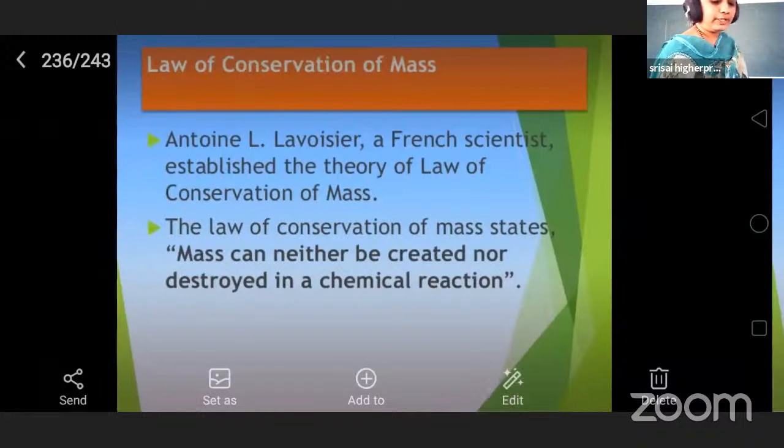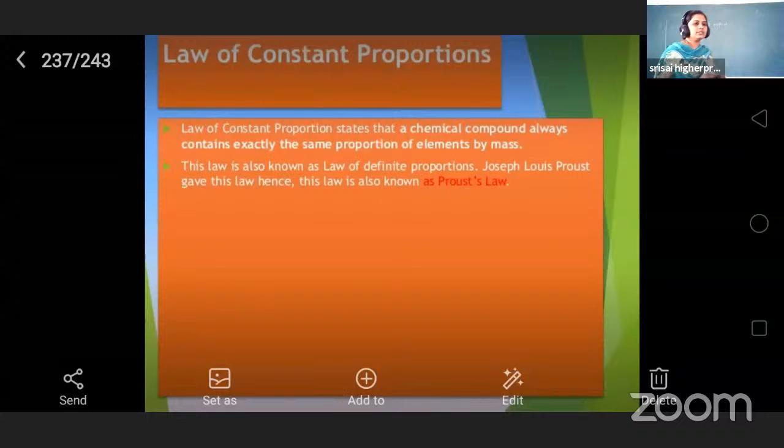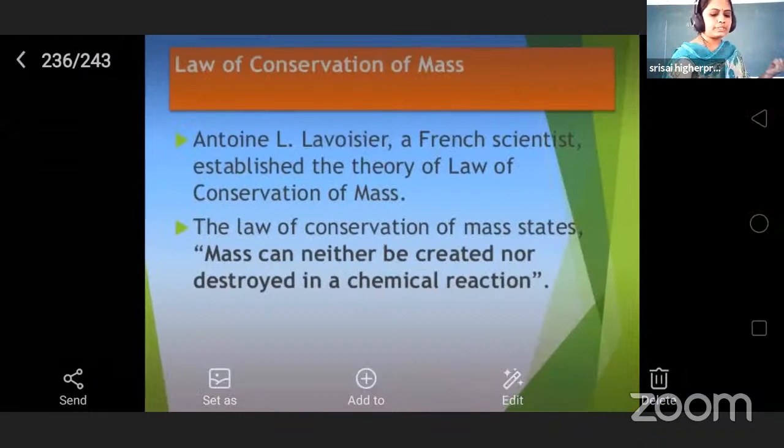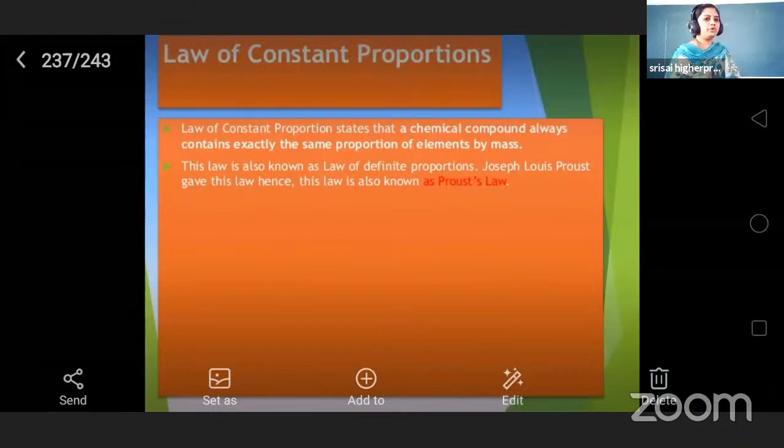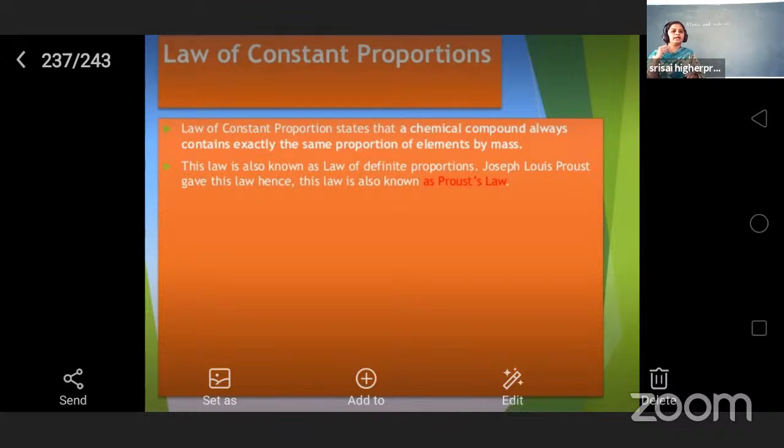Then we come to the next one, the law of constant proportion. It states that a chemical compound always contains exactly the same proportion of elements by mass. What does the first law say, students? The first law says that mass can neither be created nor destroyed in a chemical reaction. But the second one, the law of constant proportion, says that a chemical compound always contains exactly the same proportion of elements by mass.